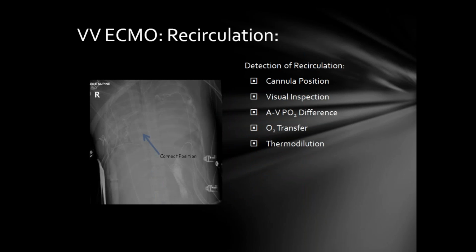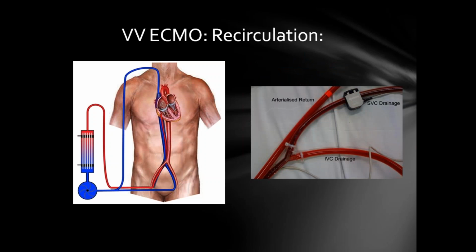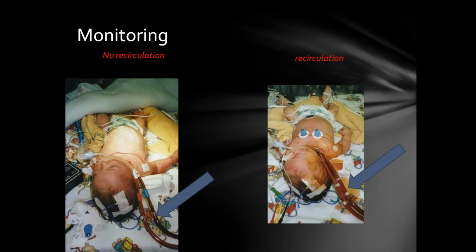So how can you detect recirculation? By seeing the cannula position, by visual inspection of the tube colors, by seeing the difference between the venous saturation of the circuit and the PO2 of the patient, oxygen transfer, and the thermodilution method. So this is what I showed in the slides. If both the cannulas are very close to each other, you are going to see recirculation. This is no recirculation. Here there is recirculation.